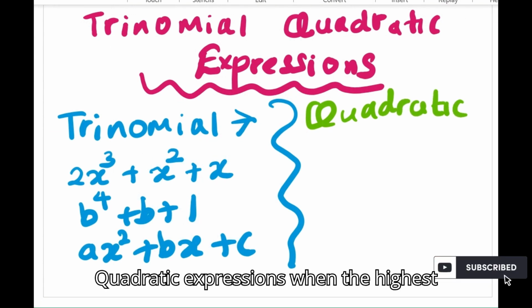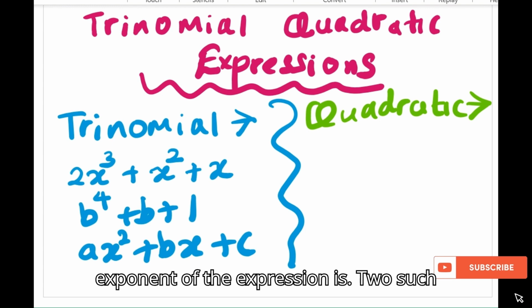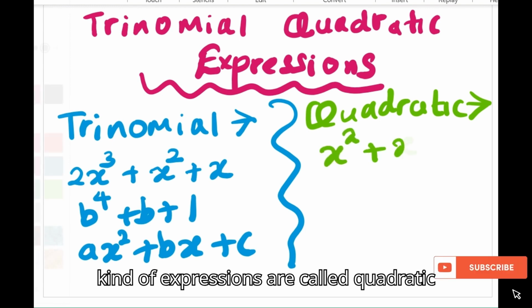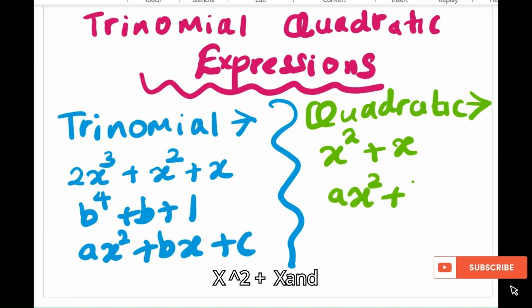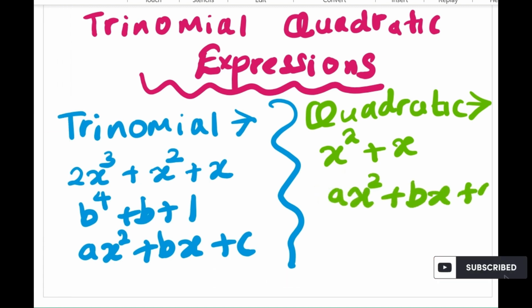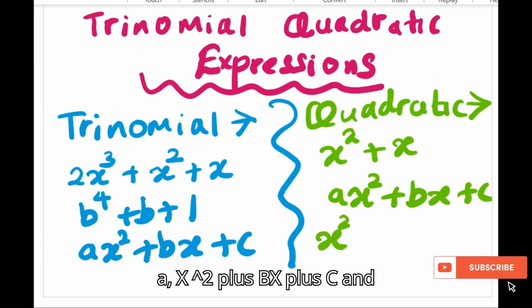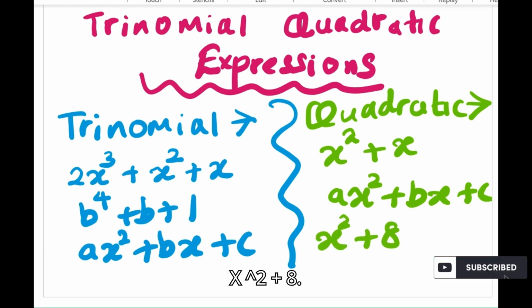Quadratic expressions. When the highest exponent of the expression is 2, such kind of expressions are called quadratic expressions. Few examples. x squared plus x, and x squared plus bx plus c, and x squared plus 8.